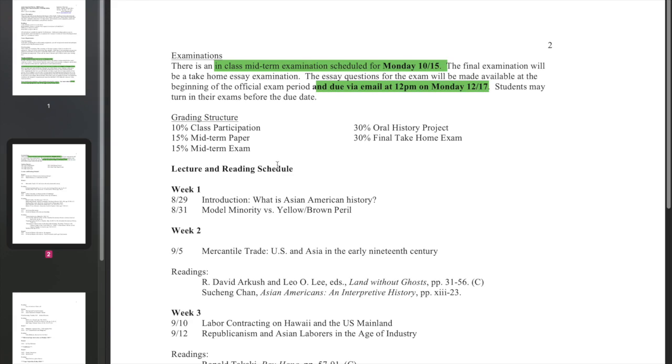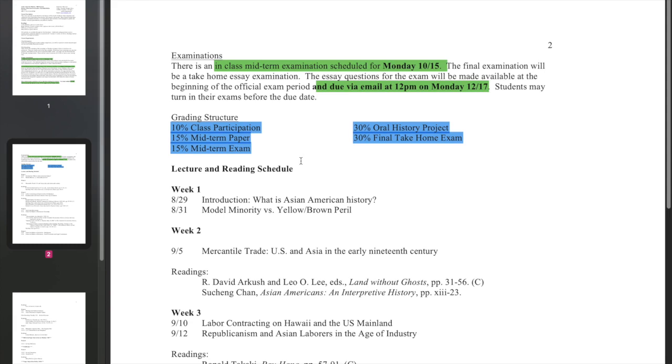So for our syllabus here, we can see that class participation accounts for 10% of our grade. The midterm paper, 15%, the midterm exam, 15%, the oral history project, 30%, and final take-home, 30%. Remember that lower percentages don't mean that they're less important. It just means you'll likely be spending less time on it than other assignments.